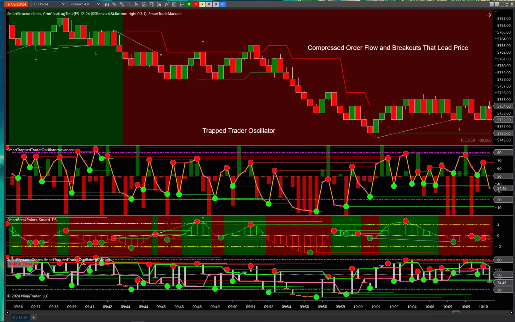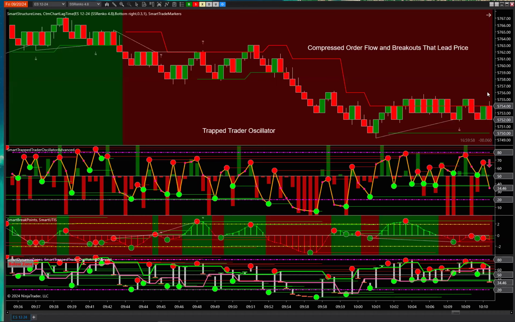A lot of traders look at price bars and try to trade price bars, and we understand that. This is a read of order flow, and since order flow leads price most of the time, using something like this would get you in front of future price breakouts. So we have 10, 12 patterns, as many as you would like to learn and apply, with how Trap Trader Oscillator is giving us advanced order flow reads, and then we get breakouts that lead price.